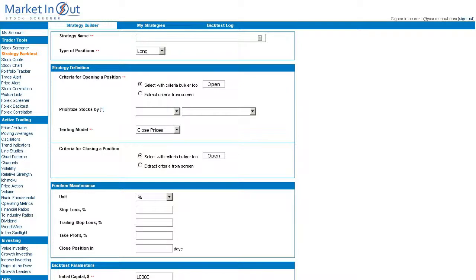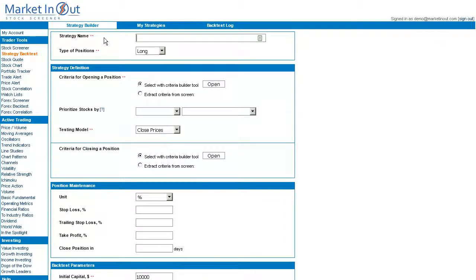The Backtester tool is easy to use and enables you to define a strategy concisely. Let's create a new strategy for testing by selecting Strategy Backtest from the navigation pane, and the new strategy page will be displayed.